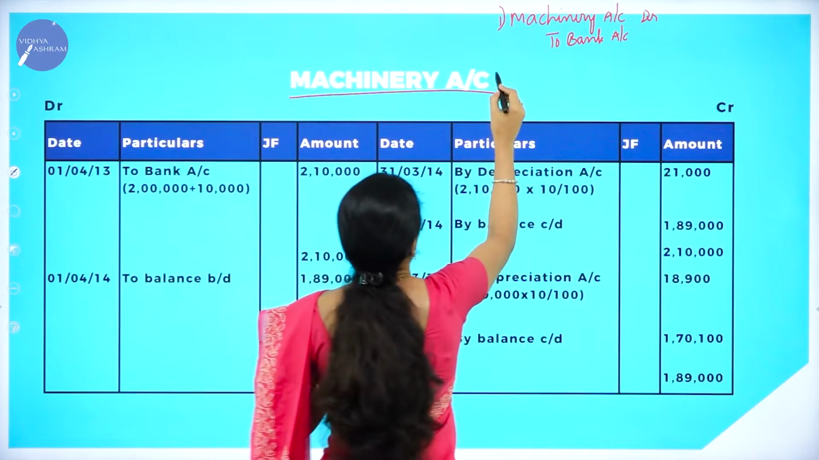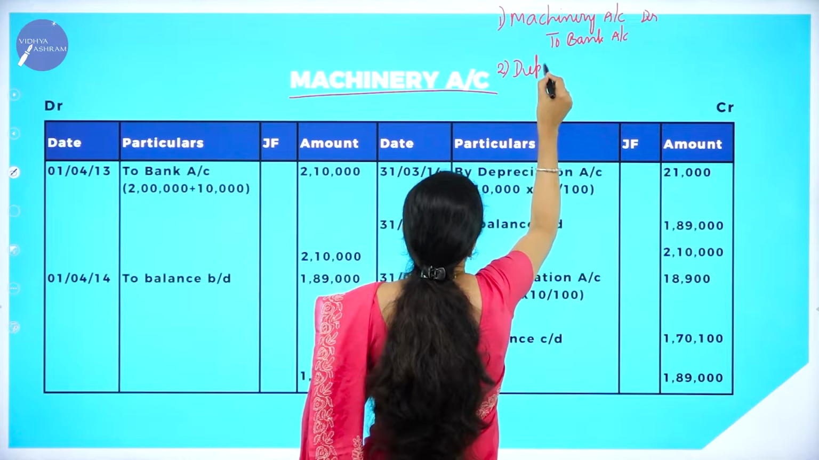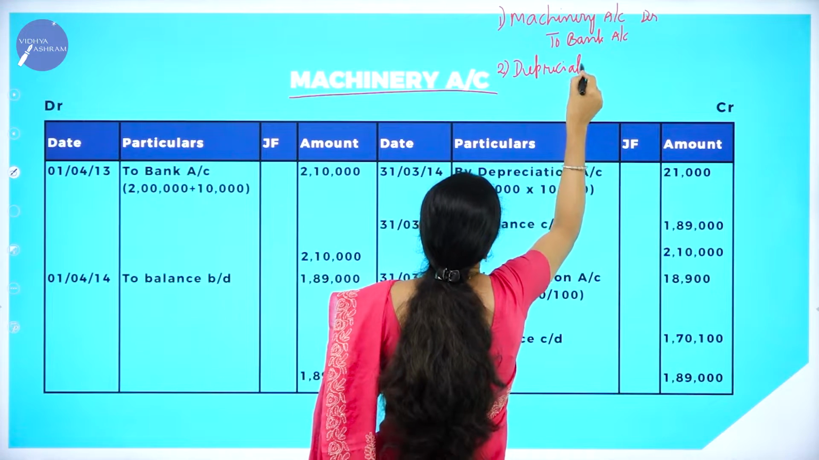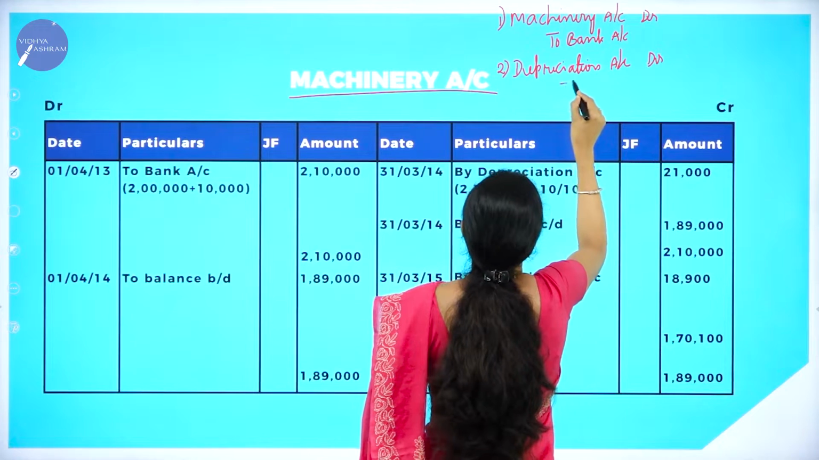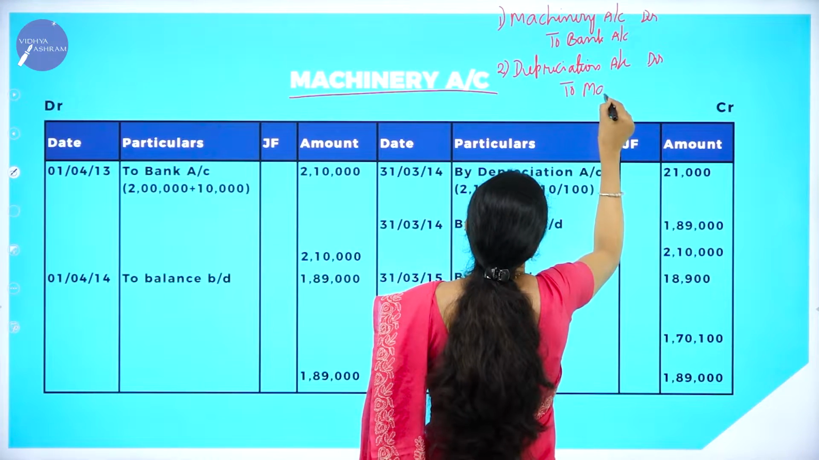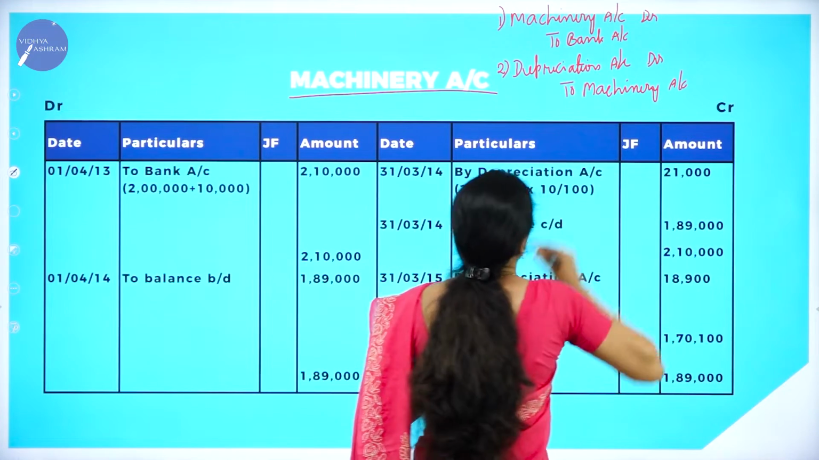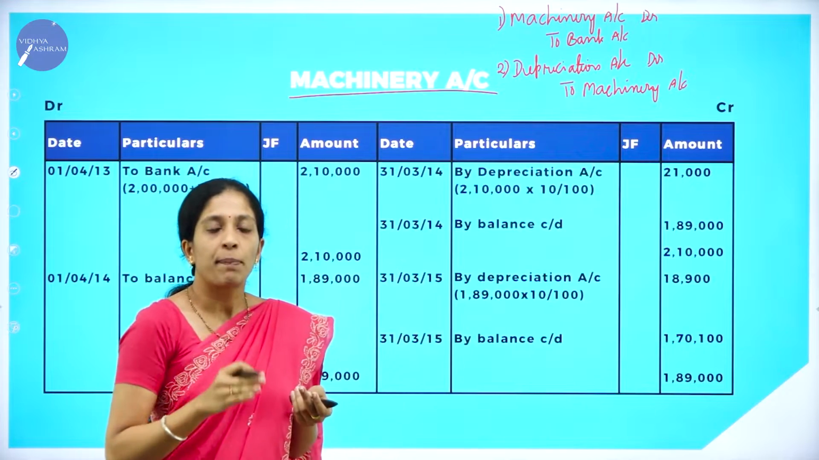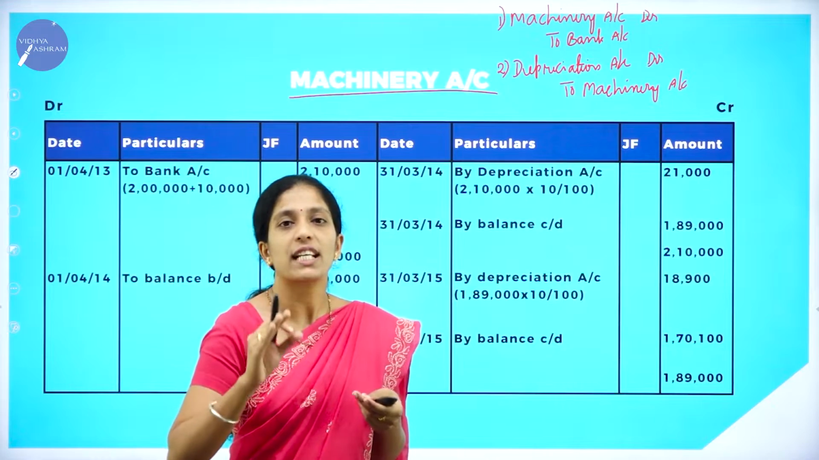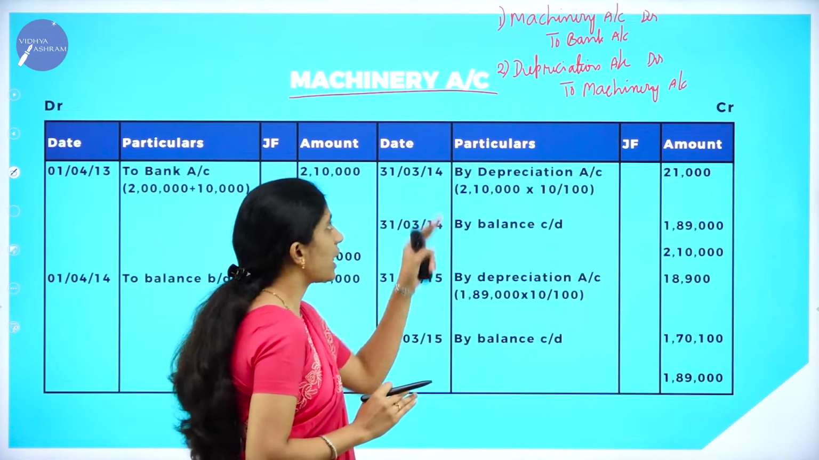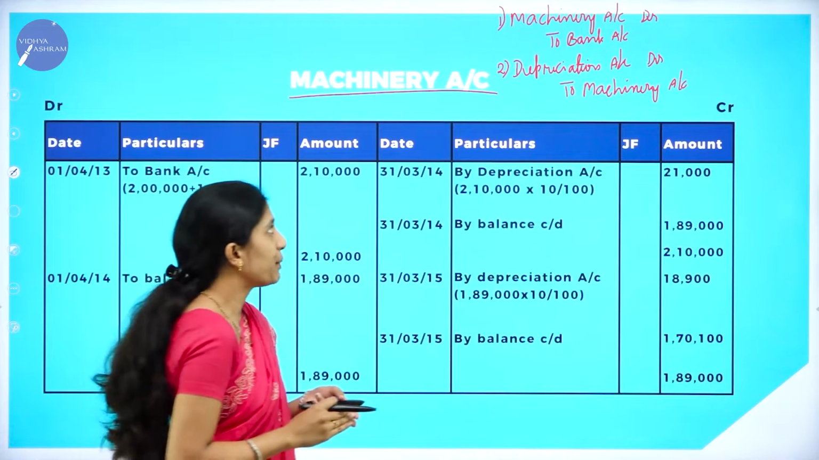Now, second entry is for charging depreciation. So what is the entry? Depreciation account debit to asset. Here the asset is machinery. So, to machinery account. This is for charging depreciation, and normally depreciation is charged at the end of the financial year. That is, at the end of each and every financial year, we have to charge the depreciation. So your entry will be depreciation account debit to machinery account.